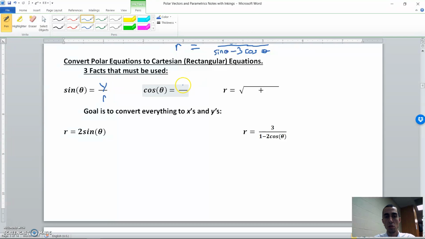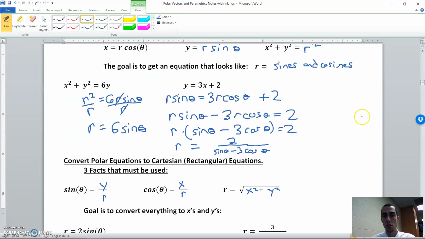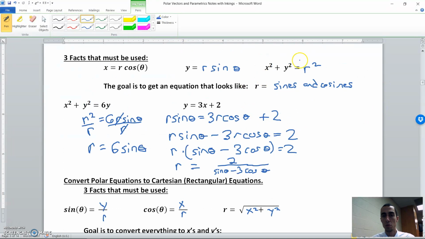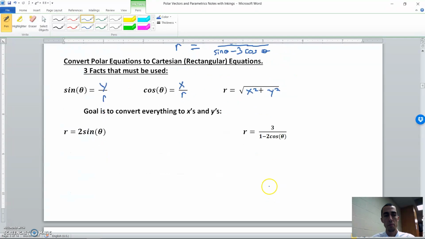We can define cosine as x over r. And we can define r as the square root of x squared plus y squared. We basically get that from this r squared equals x squared plus y squared up top. Square root both sides, and this is what you get.